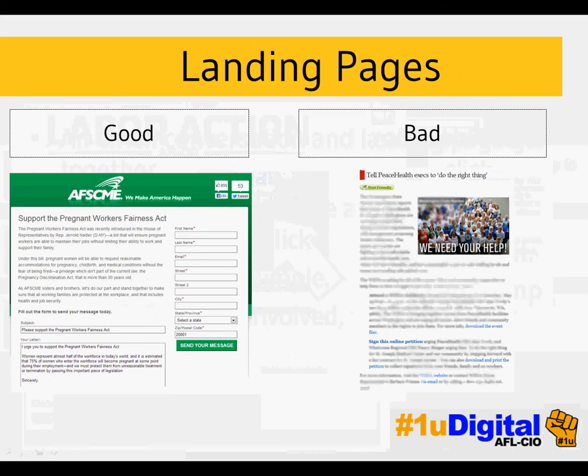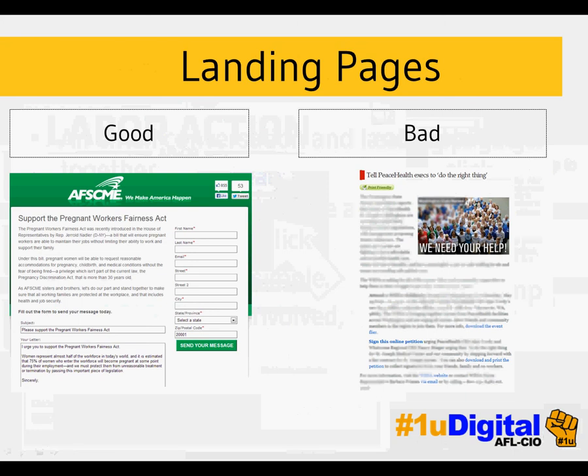Here's two examples of landing pages. On the left, you've got a good one. It's pretty obvious: Support Pregnant Workers Fairness Act. You've got a few sentences about it. Underneath that, you have the actual ask to the message they're sending. And then to the right, you have the form fields that people can enter their information in. And then the send your message button is bright and clear right there. You know what they want you to do. There's nothing hidden there. It's all right straight in your face.